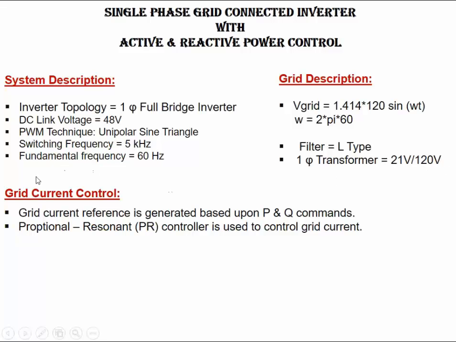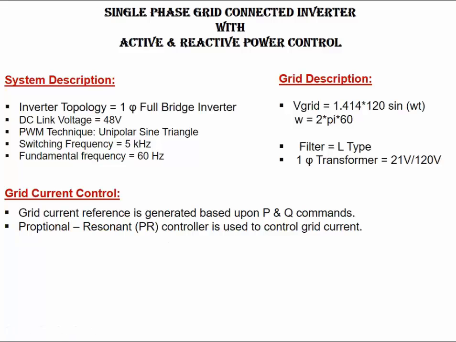And in this simulation we have done grid current control. Basically, the grid current reference is generated based upon active and reactive power commands, and we have used a proportional resonant controller to control grid current. This PR controller is very good when you want to have AC signal control.